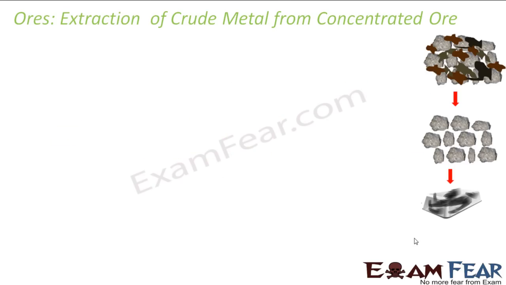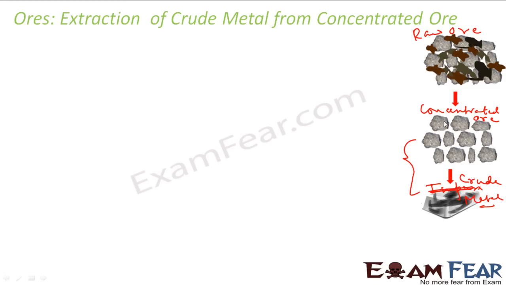In the next step, as I told, once we have got the concentrated ore, we have to extract the crude metal from the concentrated ore. So this was my raw ore. This became my concentrated ore. And from this, we'll get impure metal first, or we'll call it crude metal. So we'll now discuss this process.